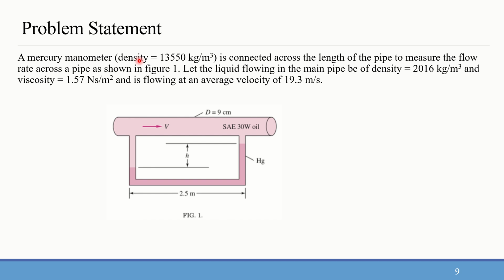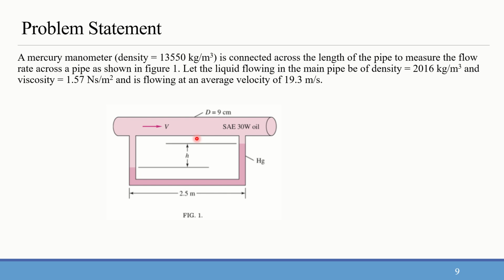A mercury manometer. So here we have seen the mercury manometer. Hg is mercury and whose density is 13,550 kg per meter cube. A mercury manometer of density 13,550 kg per meter cube is connected across the length of the pipe to measure the flow rate across the pipe, as shown in figure 1.